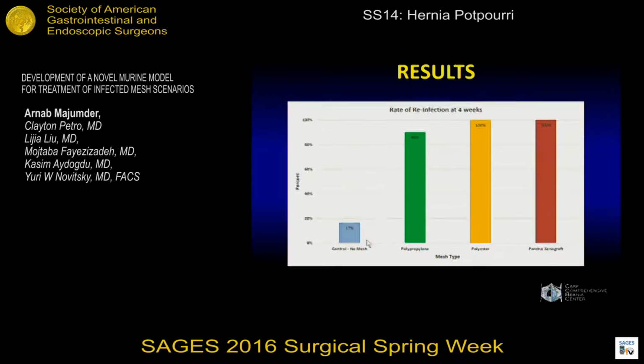So you can see in our control group, only 1 out of the 6 mice demonstrated some area of inflammation that was consistent with what we would call positive for infection, and this was confirmed later with quantitative analysis. The remainder of the animals with mesh infection, only 1 polypropylene animal did not show mesh infection, but for the remainder of the meshes, every animal had some form of repeat mesh infection after immediate mesh reimplantation.